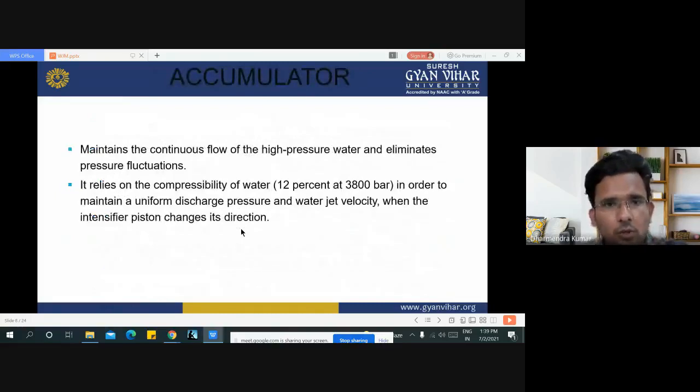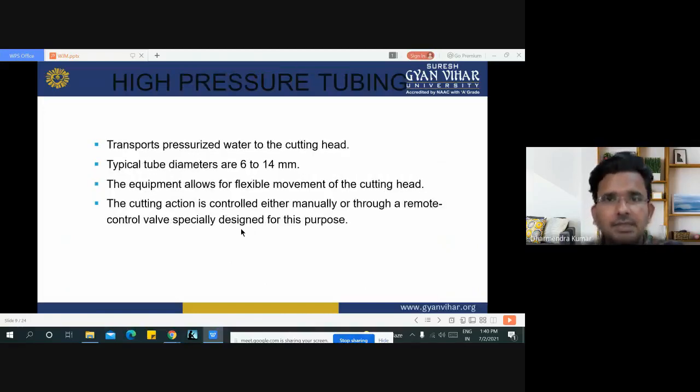Here is the function of the accumulator: it maintains the continuous flow of high pressure water and eliminates pressure fluctuations. It relies on the compressibility of water in order to maintain a uniform discharge pressure and water jet velocity when the intensifier piston changes its direction.